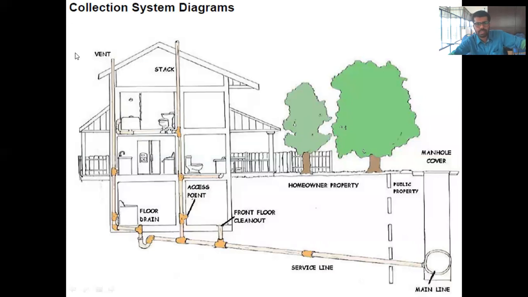Okay. So this is the collection system diagram only. This is just for your understanding only. This is the floor drain. This is from the wash basin and washing machine. Okay, this is from the water closet and all those things. An access point is there. From there, it is connected to the main sewer line, and then it is connected to the main line. Okay, this is the manhole. This is the public property. It is given to the public sewage after the manhole. Okay, so this is the stack pipe and this is the vent pipe.